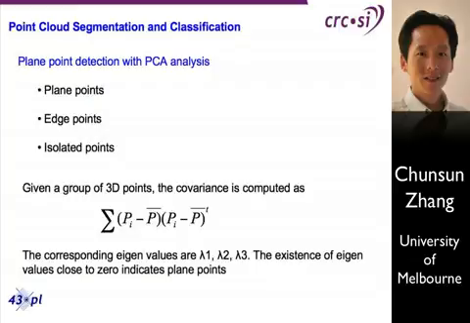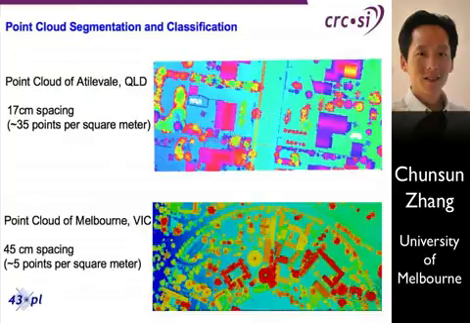I demonstrate this algorithm using data sets provided by our partners. The first one, you can see, has a very high density, 35 points per square meter, which is around 16 to 17 centimeter in ground spacing. The other one has a much lower density, only 5 points. This is in Queensland, and this is the campus of Melbourne Uni. Again, each data set includes many buildings, trees, and other man-made objects like power lines here.